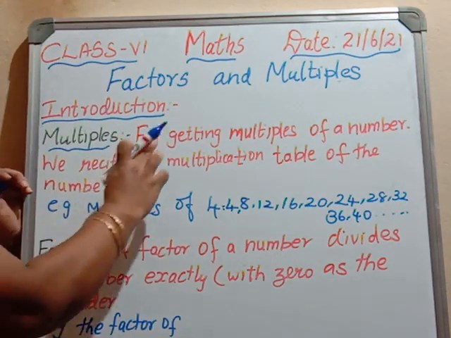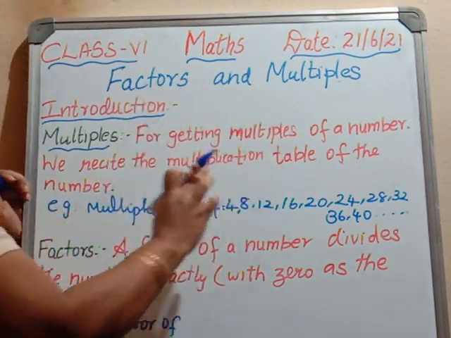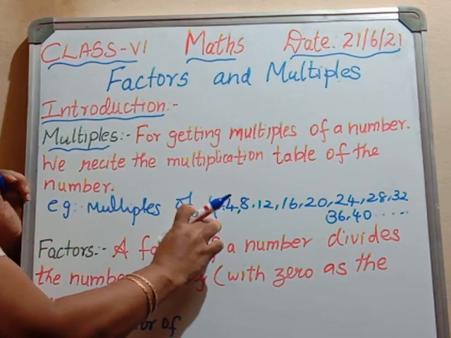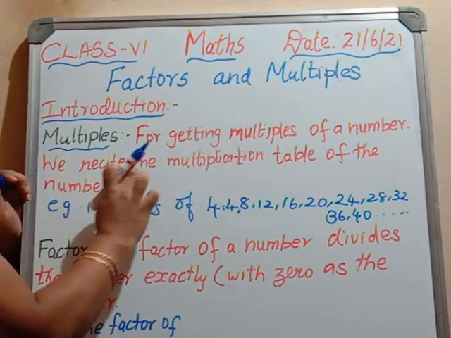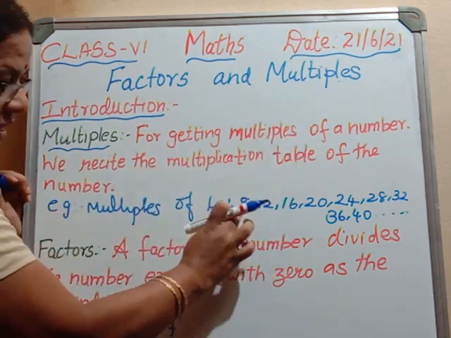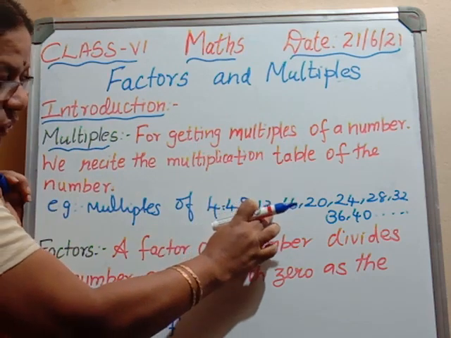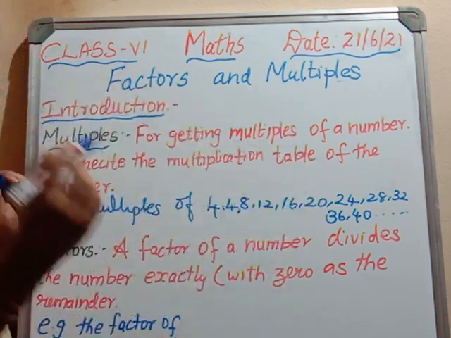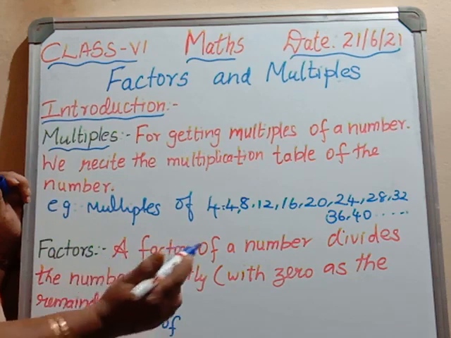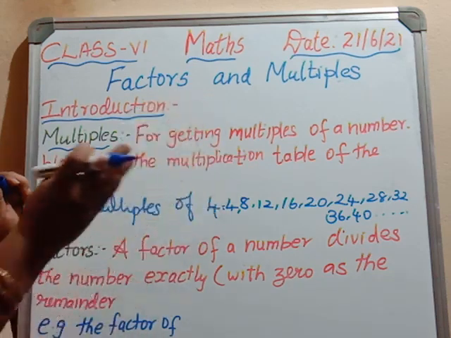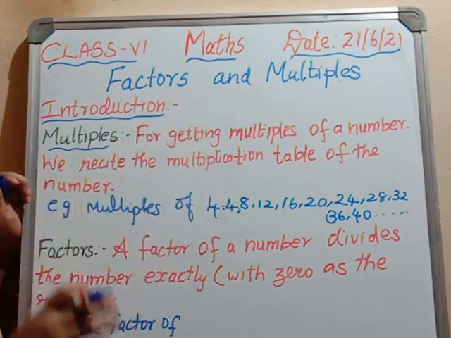Okay children, for getting multiples, that is, if you want to find the multiples of 4 or of any number, you have to recite the multiplication table. 4 ones are 4, 4 twos are 8, 4 threes are 12, like that. You have to recite the table. Whatever number they are asking, you have to recite that particular number's table, and you will get the multiples.